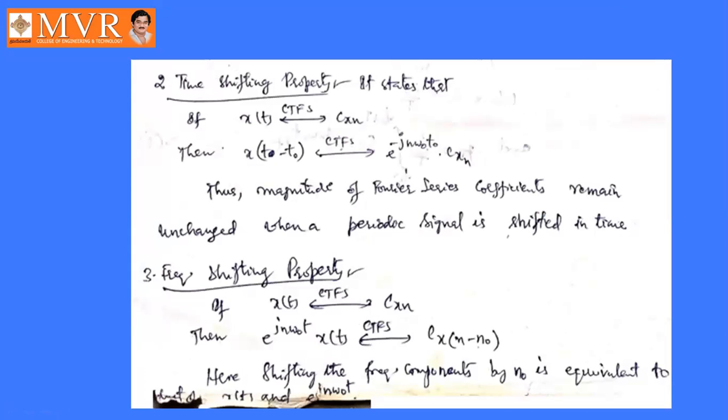Next one is the frequency shifting property. How is it defined? If the continuous time Fourier series of x of t is Cxn, then the CTFS of e power j n naught omega naught t into x of t is Cx of n minus n naught. Here, shifting the frequency components by n naught is equivalent to multiplying x of t by e power j n naught omega naught t.